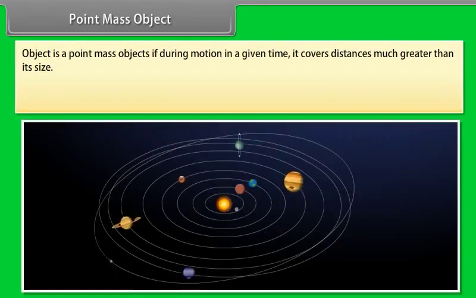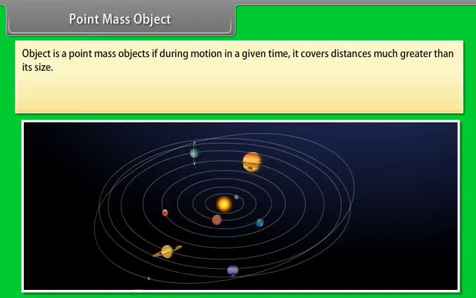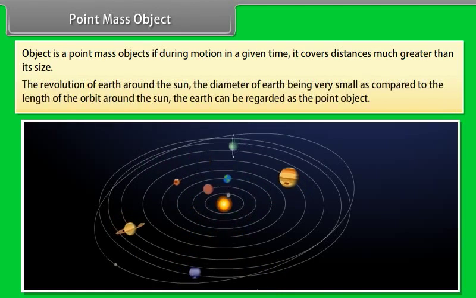Point mass object. An object is a point mass object if during motion in a given time it covers distances much greater than its size. Example, the revolution of Earth around the Sun. The diameter of Earth being very small as compared to the length of the orbit around the Sun, the Earth can be regarded as a point object.